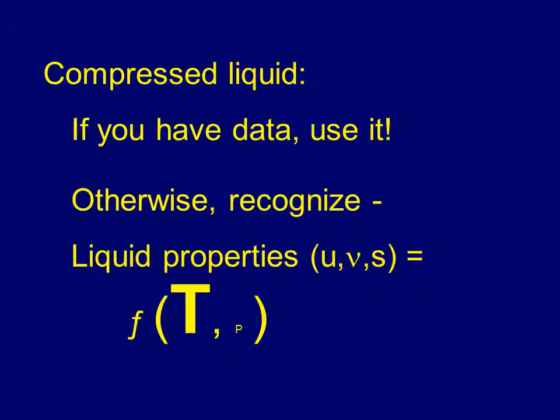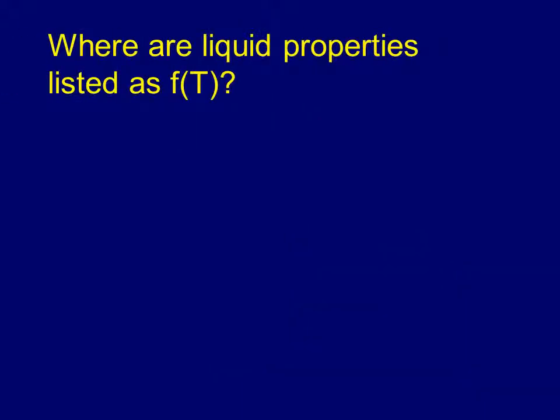Here we can recognize that liquid properties are primarily a function of temperature, and a very small function of pressure. So we can use the saturated liquid values at a given temperature and ignore the pressure effect on the liquid, particularly for properties like U, V, and S.